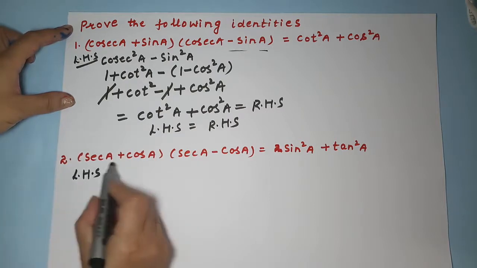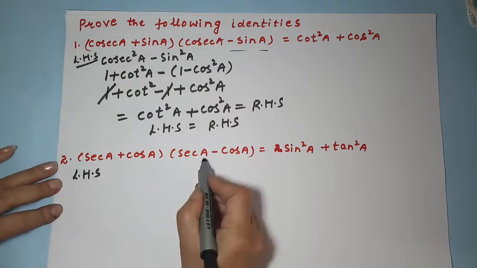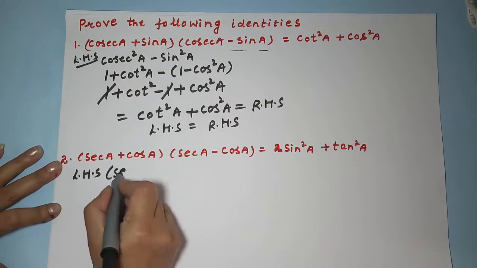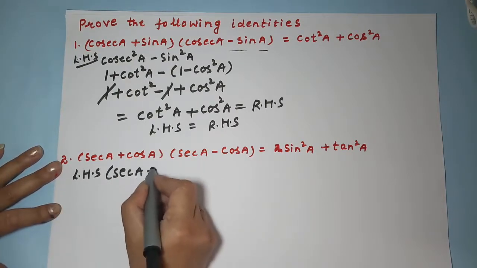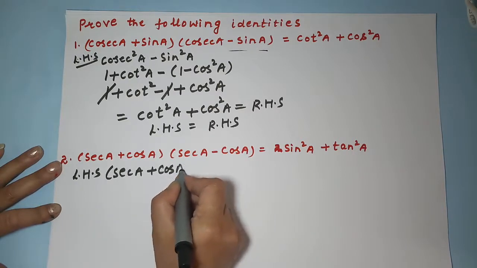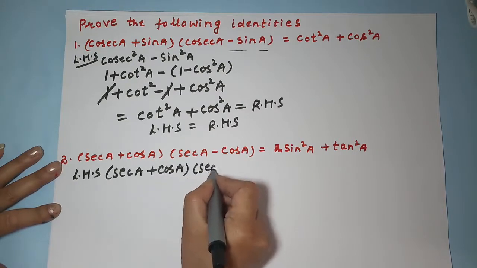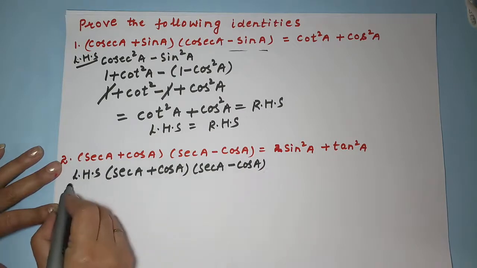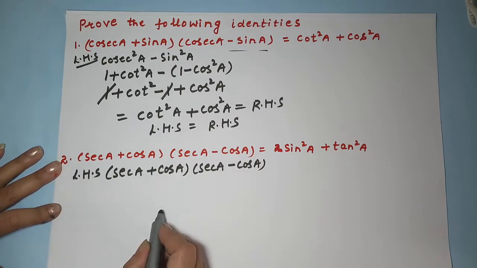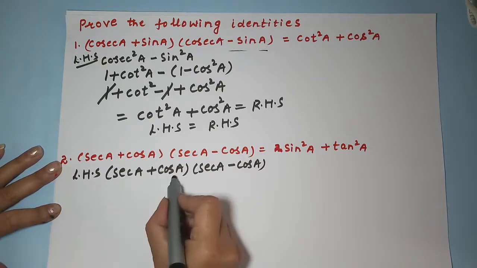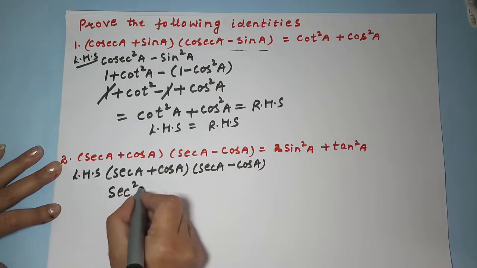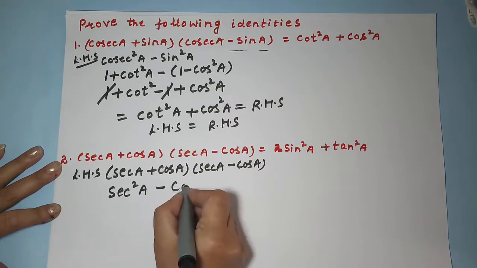We have (sec A plus cos A) into (sec A minus cos A). So this is my left hand side. Let me write it: (sec A plus cos A) into (sec A minus cos A). This is my left hand side and I have chosen to solve the left hand side. So again, this is (A plus B) into (A minus B). I can write this as A square minus B square.